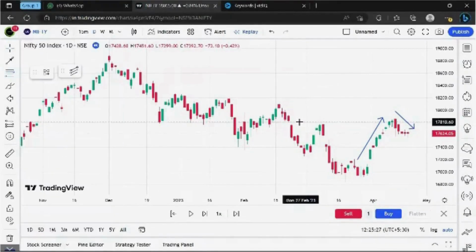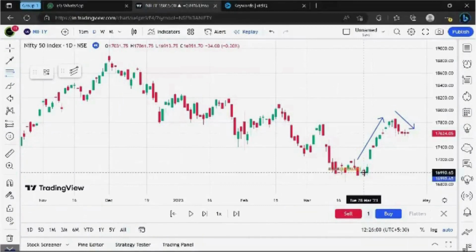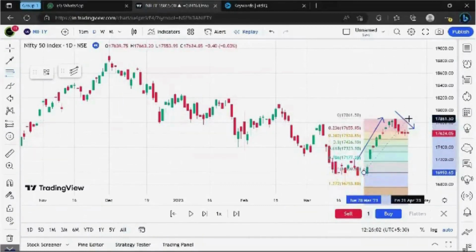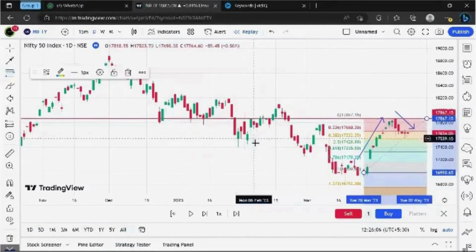So in order to use this tool, what you got to do is mark the low candle and the high candle of the range wherein retracement has occurred. You see, I am marking this low candle over here, and after that I join it with the high candle. So you see, that's how a Fibonacci retracement tool usually looks like.